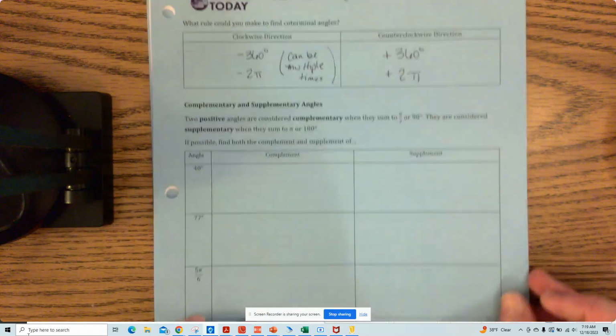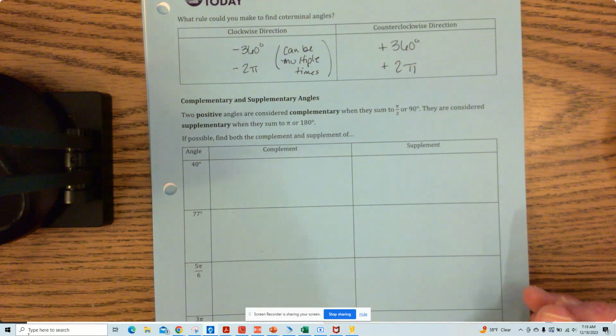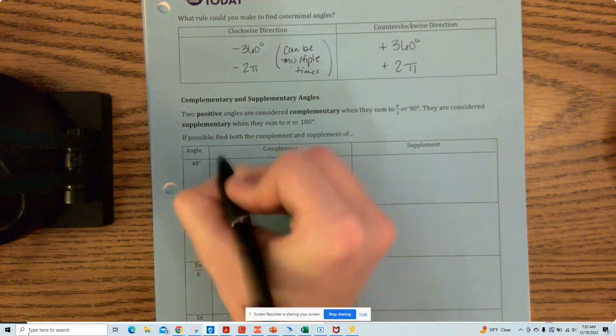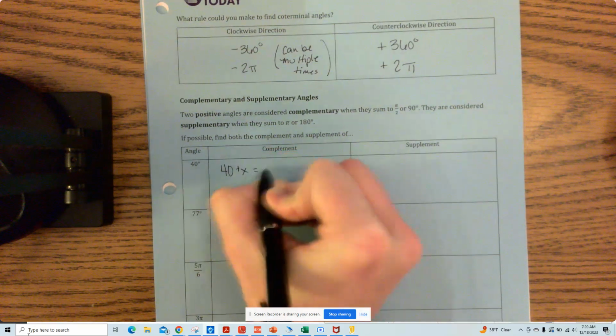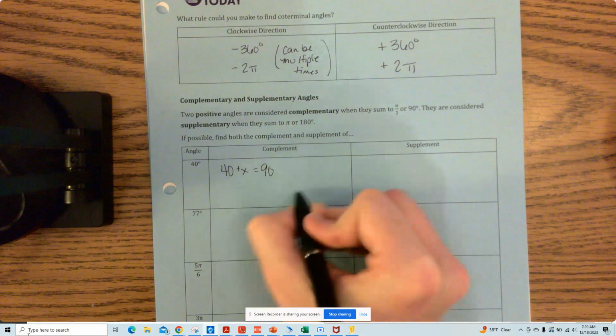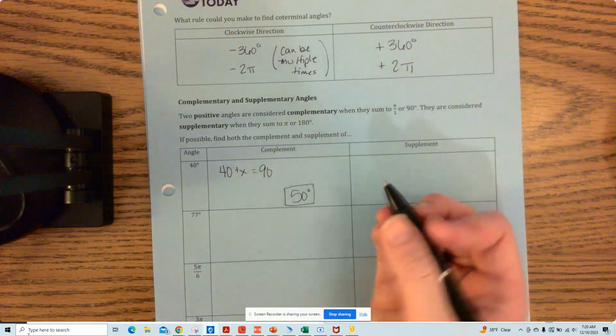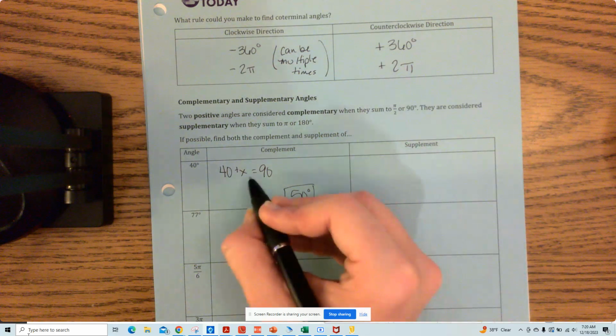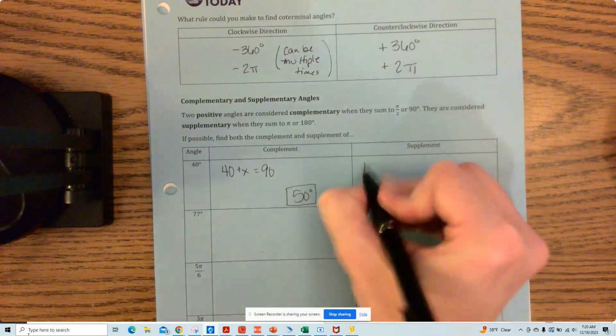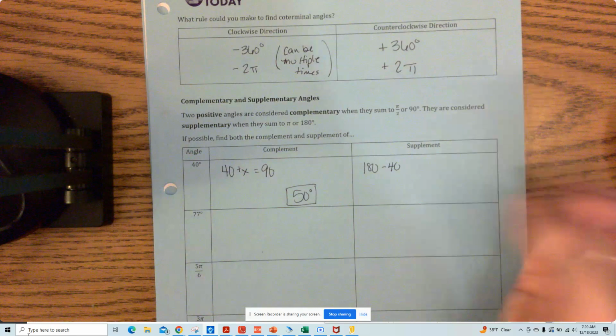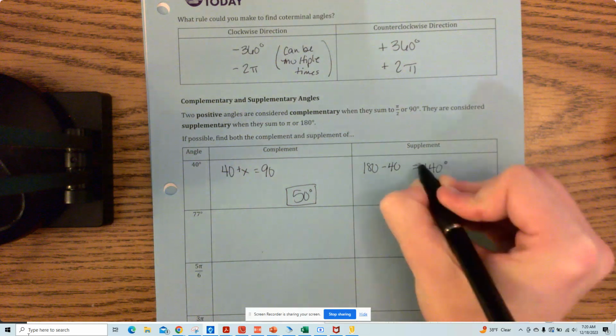All right, complementary and supplementary. Two positive angles are considered complementary when they sum to pi over 2, that's 90 degrees. They are considered supplementary when they add up to 180 degrees. If possible, find both the complement and the supplement. So if it's 40 degrees, 40 plus x has to equal 90, which means the complement is going to be 50 degrees. Okay. How I would teach younger kids to do this: complement, 90 minus the angle measure, supplement, 180 minus the angle measure. And so this one would be 140 degrees.